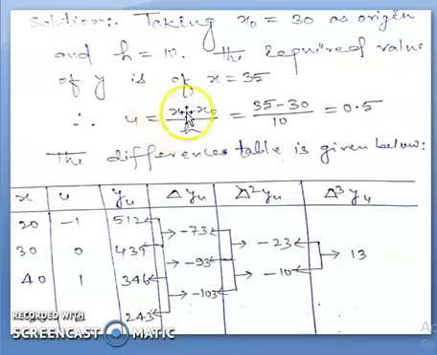This is the formula to evaluate the value of u, means u equal to x minus x0 divided by h. So what is x? X is 35. It is given. And what is x0? X0, we have taken as equal to 30. So put here 30. And what is h? H equal to 10. So it becomes 5 divided by 10, that means 0.5.